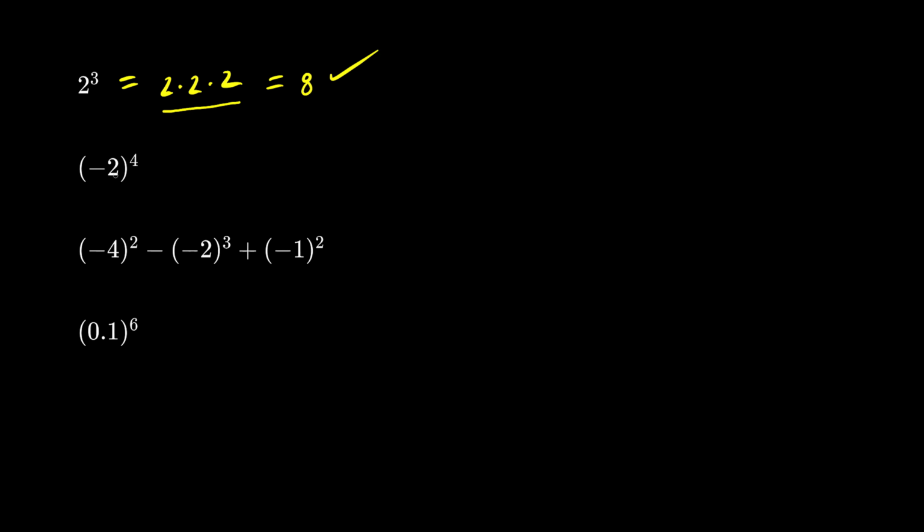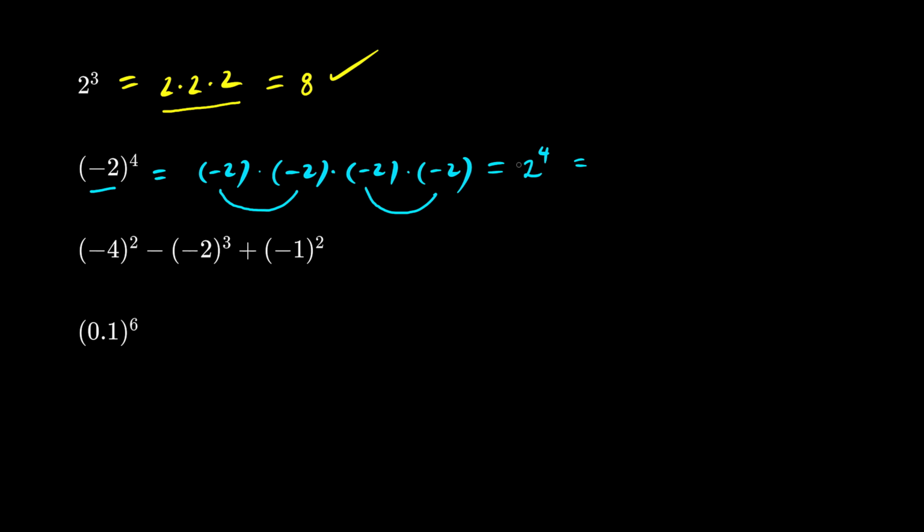Now what about negative 2 to the exponent 4? The base here is negative, so this means negative 2 times negative 2 times negative 2 times negative 2, 4 times. We see that a negative times a negative is positive, and a negative times a negative is positive, and a positive times a positive is positive. So when we have 4 negative signs, an even number of negative signs, it ends up being positive. So this essentially becomes positive 2 to the 4. 2 times 2 times 2 is 8, times another 2 is 16.